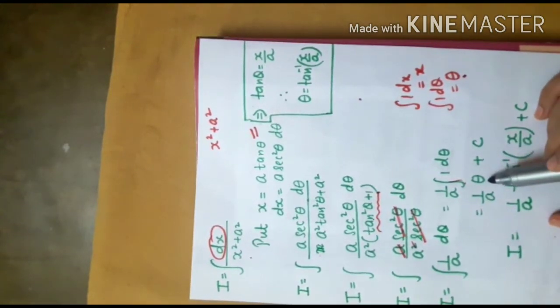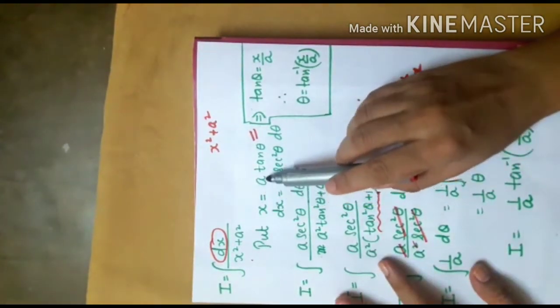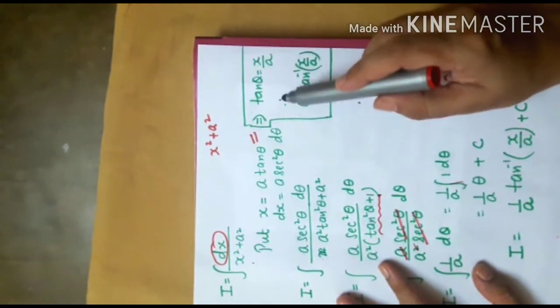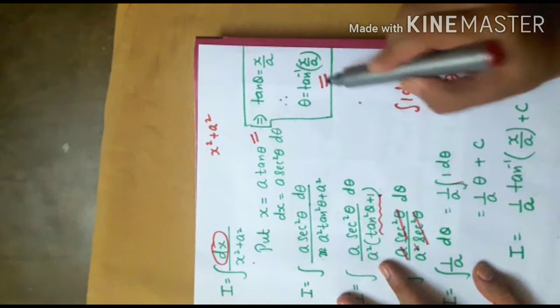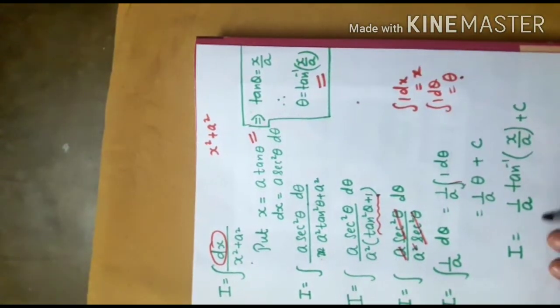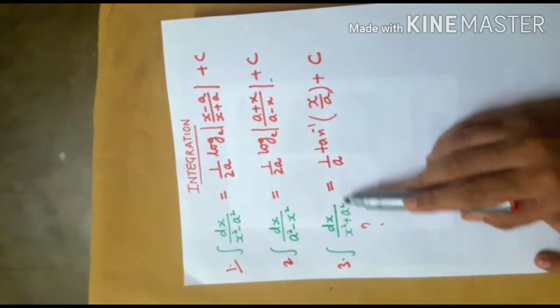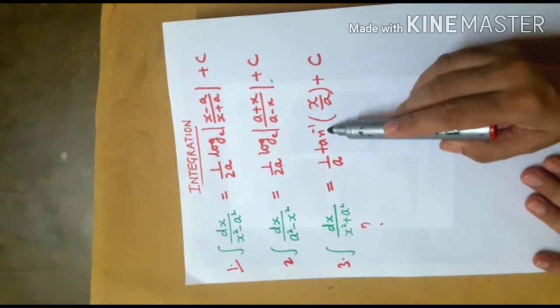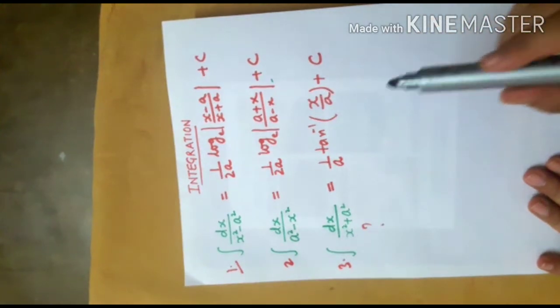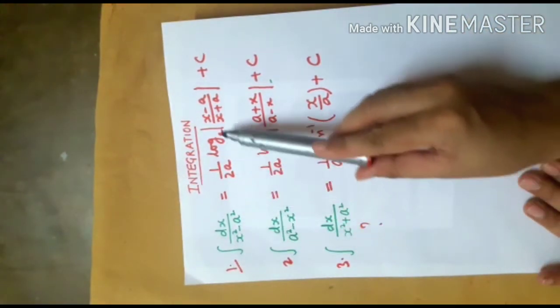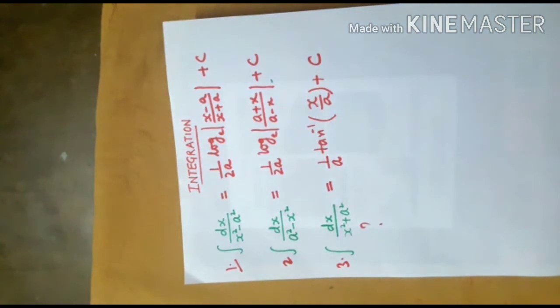Now replace theta with its original value. Yes, x equals a tan theta. This will imply tan theta is equal to x by a. So therefore, theta will be tan inverse x by a. So I'll get I equals 1 by a tan inverse x by a plus c. Thus, integral dx over x square plus a square is equal to 1 by a into tan inverse x by a plus c. And yes, you have to remember these forms because we shall be using these integrals directly.